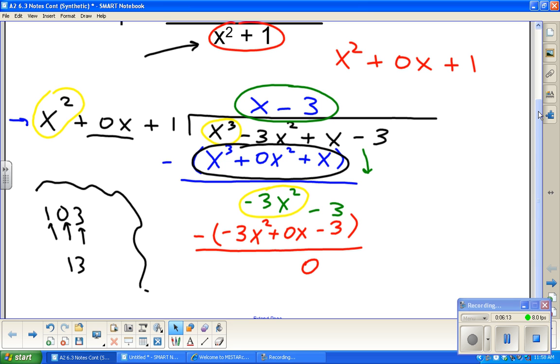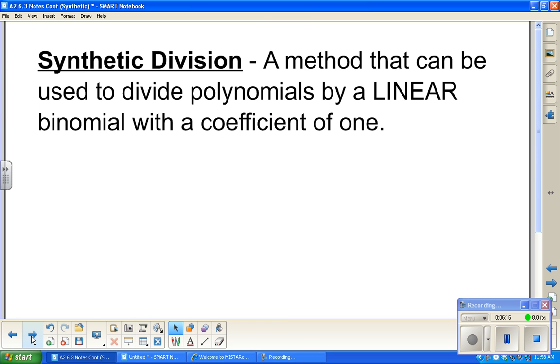Okay, anything else on that one? All right. So the last part of this section is a little bit of a new method. It's like an alternative to long division. I think you guys will like it. It's a little bit easier. It's called synthetic division. It's a method that can be used to divide polynomials by a linear binomial, which we'll talk about, with the coefficient of 1.